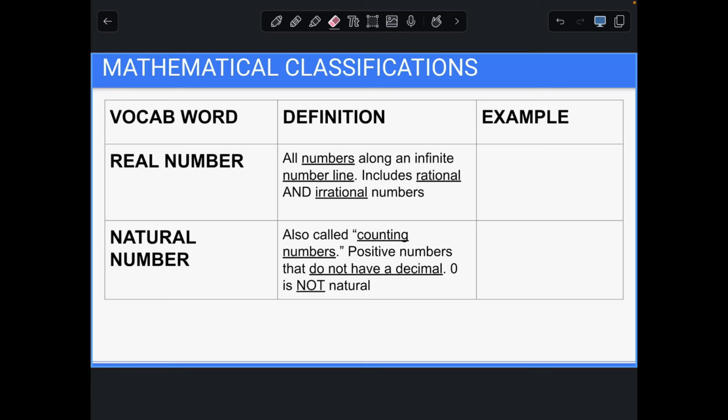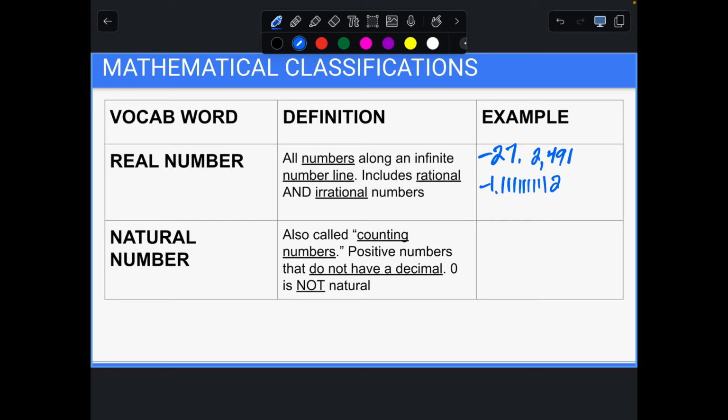As you go on, I think you learn in Algebra 2 there's a thing called imaginary numbers, but we don't need to worry about that in this class. Real numbers are basically any number that you can think of. Along an infinite number line, it includes rational and irrational. That means it can be negative 27, it can be 2,491, it could be negative 1.111111112, and it can be basically any number that you can think of.